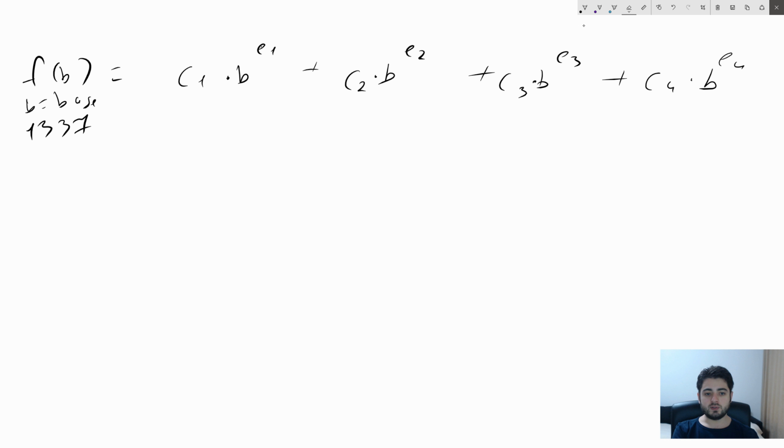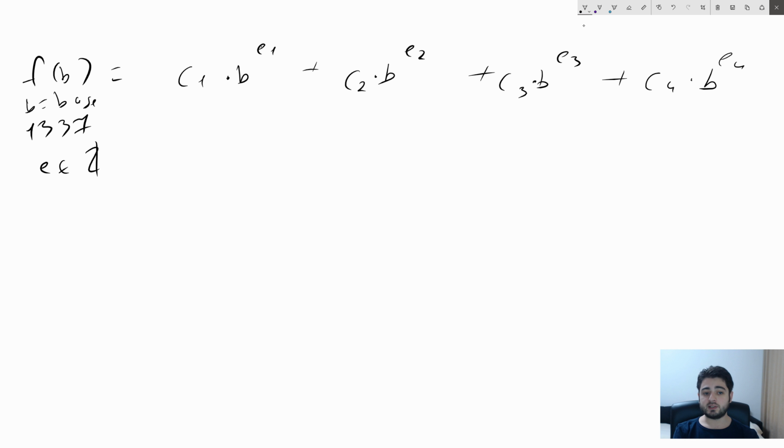constraints. For example, the exponents are usually integers, right? This is just a notation. So it can go from minus infinity through 0 to positive infinity, from negative infinity to positive infinity. But in our case, we don't really care about that.